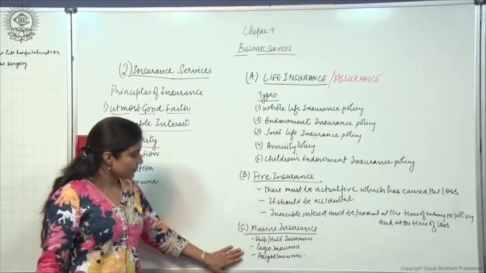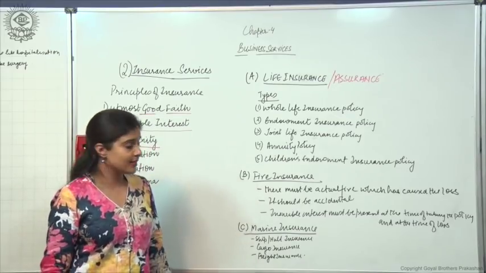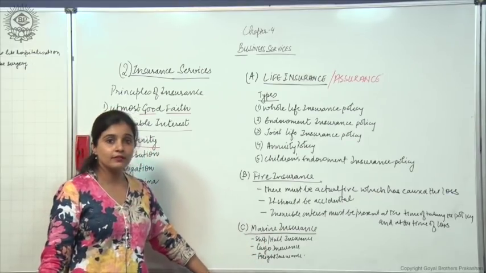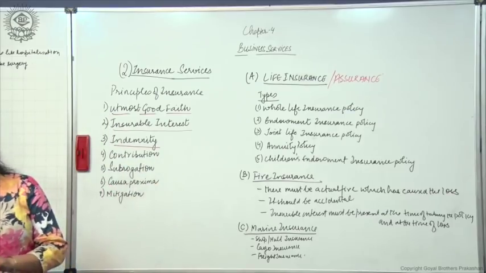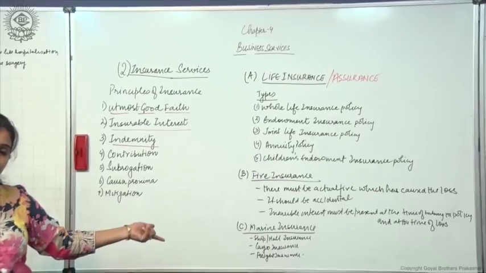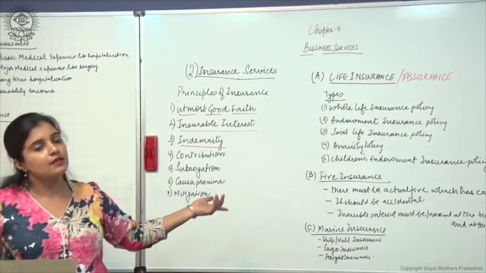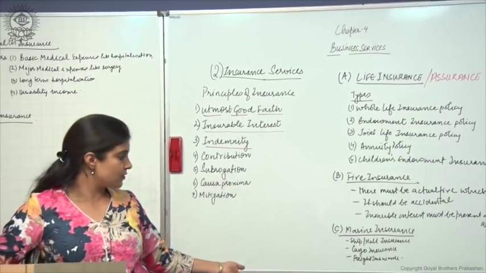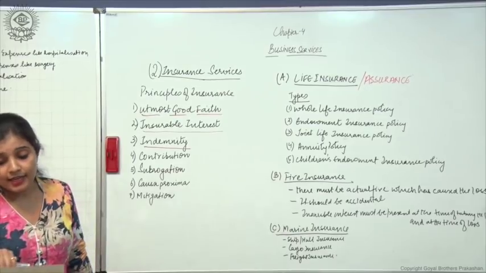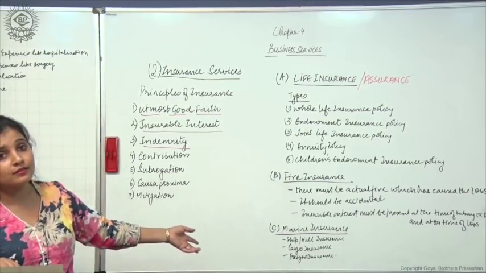Then in case of marine insurance, insurance is taken against ship or hull, cargo and freight. Now when we talk about ship or hull insurance, it involves insuring the ship against the perils of sea. Cargo insurance involves insuring the cargo against the perils of the sea. And freight insurance basically covers reimbursing the loss of freight cost to the shipping company.